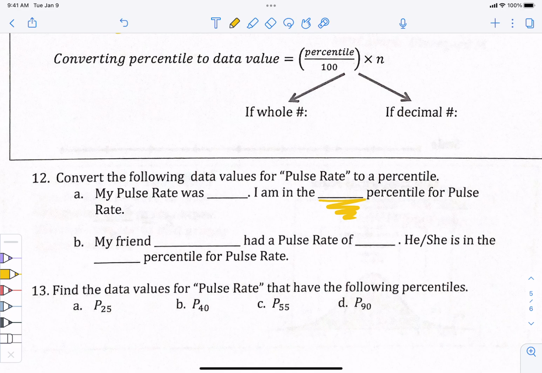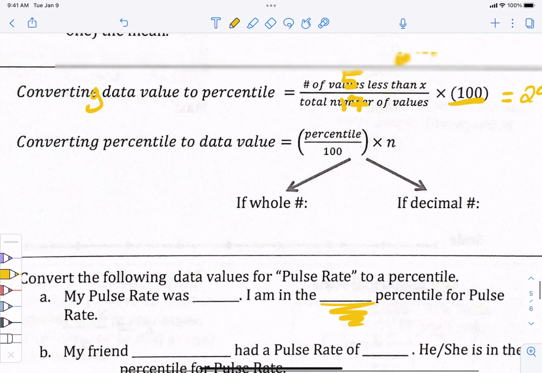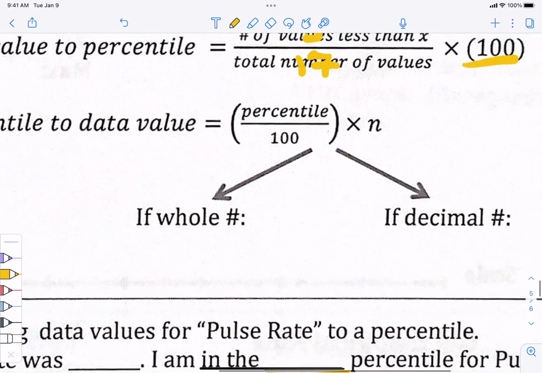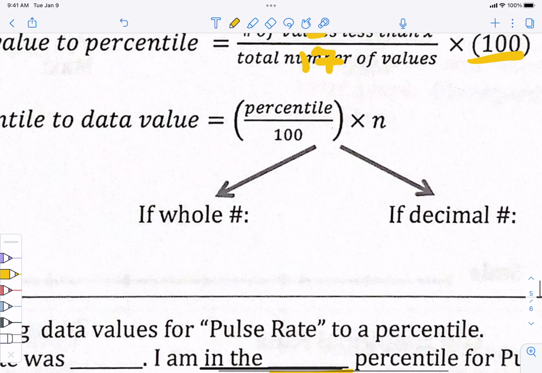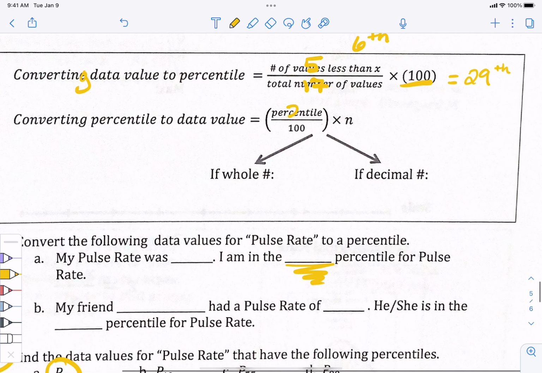But anyway, okay? All right, the other way around for number 13 for this one, this one, this one, this one. Okay, here you go. Converting percentiles to a data value, you take the percentile. So let's do 13A together. We are wanting the 25th percentile. I take the percentile, 25 divided by 100, which you can probably do in your head, is 0.25 times N. What is N? 17. What's 0.25 times 17?